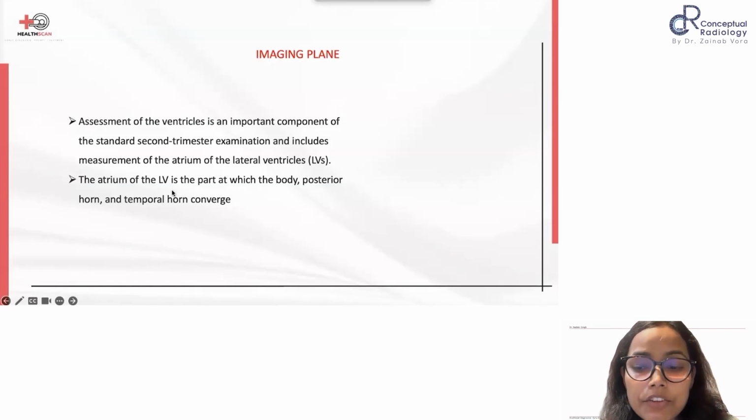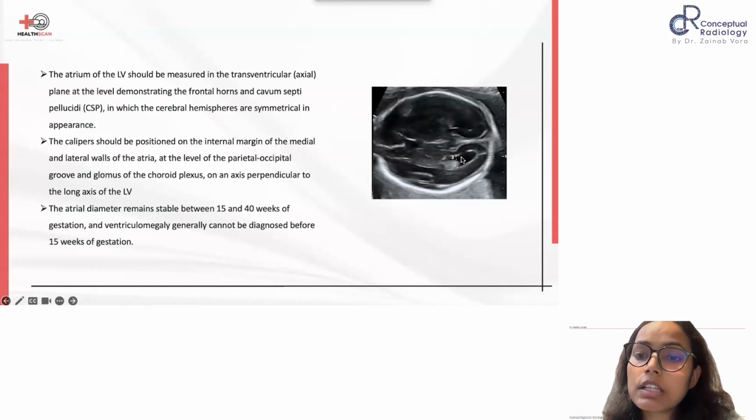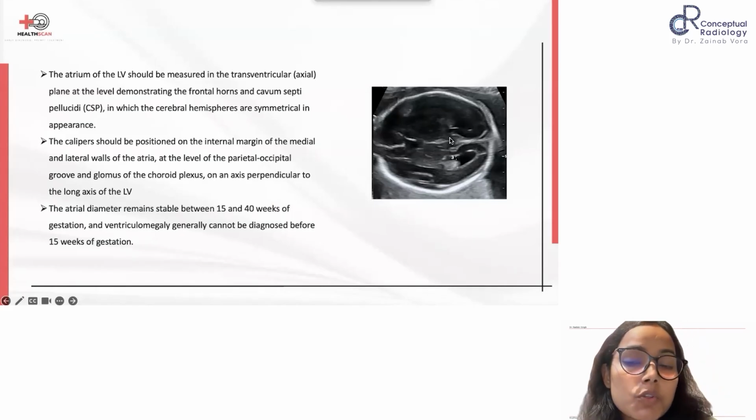And what is the atrium? The atrium is the part of the lateral ventricle where this is the occipital horn of the lateral ventricle. This will come the body, and inferiorly the temporal horn will come where they join together. This is called the atrium. And we measure the lateral ventricle width at the level of the parieto-occipital sulcus. So you should be familiarized with this plane and try to measure the atrial width in this plane.